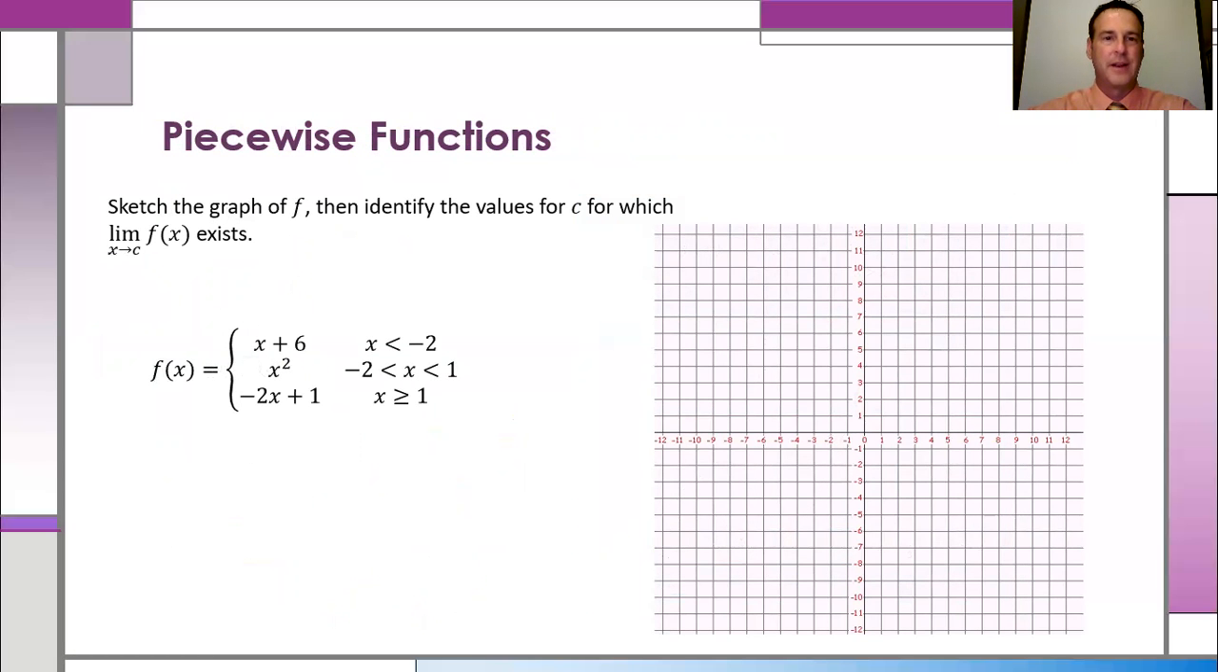This one, I think it may be my last one. I'm going to cheat and check. It's not, sorry.